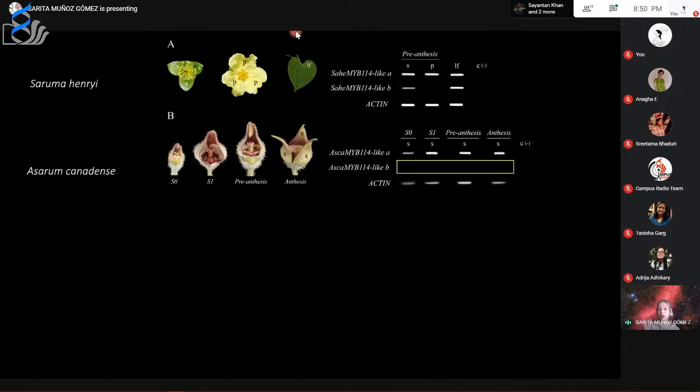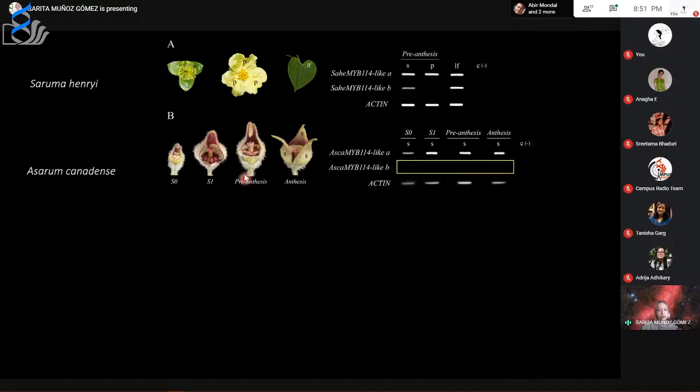Then we wanted to evaluate the expression of the genes in a few of the species of the family. And we chose these species based on the color of the perianth. So first we have Saruma henryi, which has yellow petals. And we were able to see that one of the copies was expressed in green sepals, in the yellow petals, and in the green leaves. In the second copy, there was expression in the petals and in the leaves, but not in the sepals. For Asarum canadense, we found two copies.